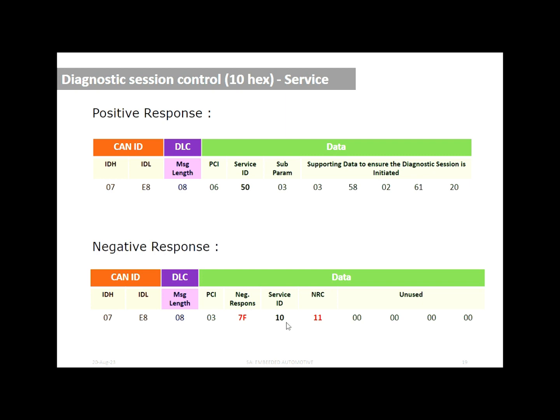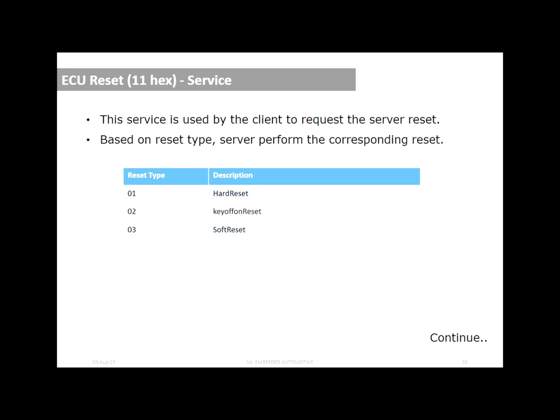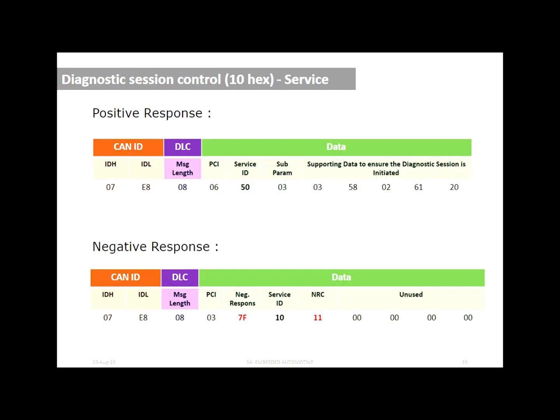So what all the NRCs will be supported in the 10 service ID? Generally it will support 12, subfunction not supported, sent if the subfunction parameter in the request message is not supported. 13, incorrect message length or invalid format, the length of the message is wrong. 22, conditions not correct, the code shall be returned if the criteria for the requested diagnostic session are not met. So these are the supported NRCs in the 10 service ID.